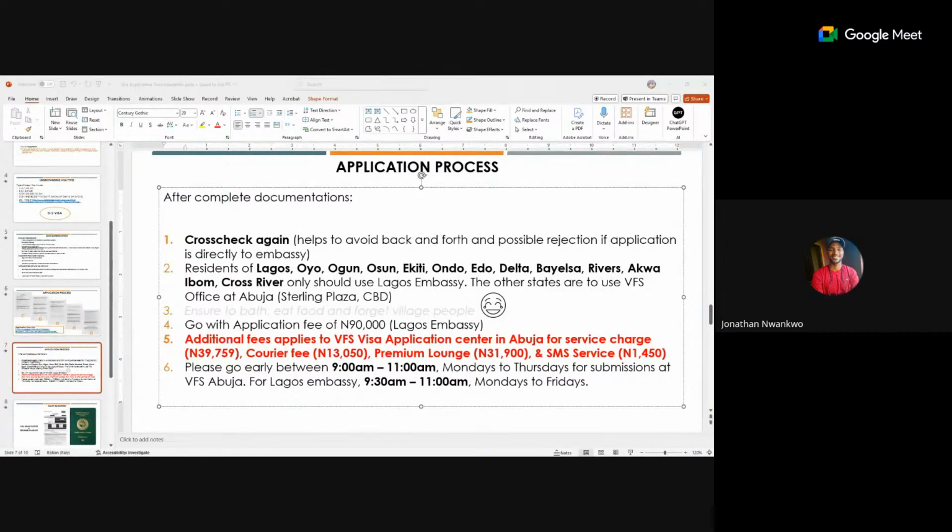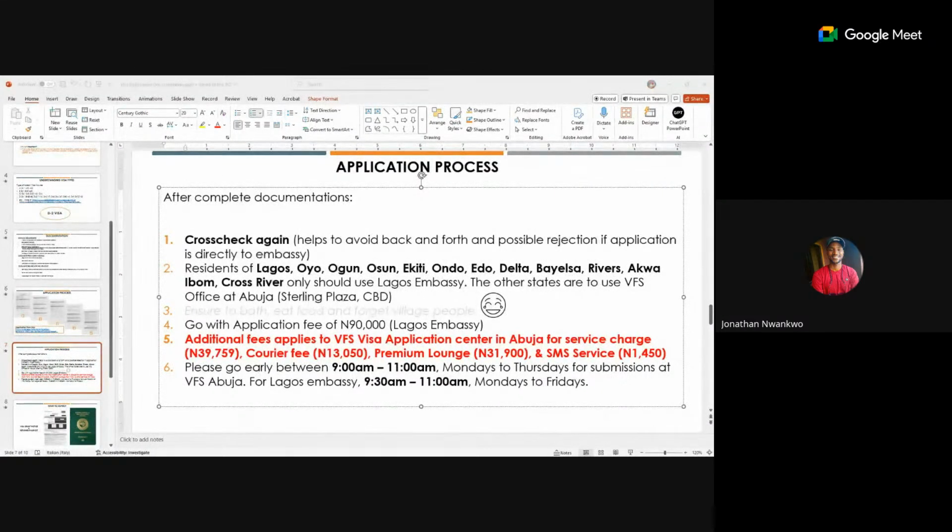Please go early, between 9 a.m. and 11 a.m., Mondays to Thursdays, for submission at the VFS office alone. You do not require an appointment to submit at VFS. Once you are sure that all these documents are ready and you've cross-checked them, carry yourself to the VFS office between these hours, 9 to 11 only. That is when they collect applications. If there's any error or mistake that needs to be corrected, they will inform you right there and then. Then you have to go back and do it again and come back when you are prepared.